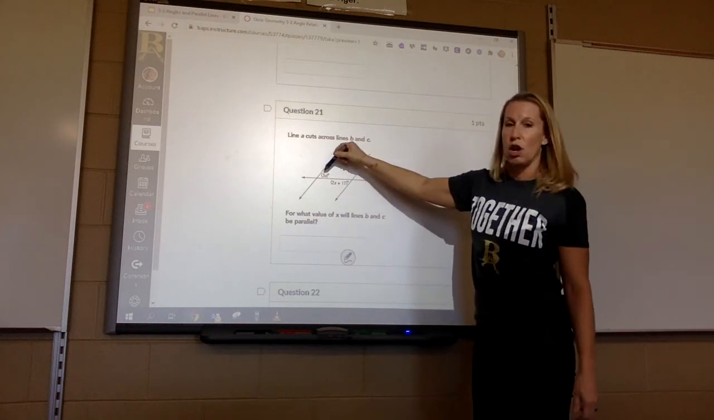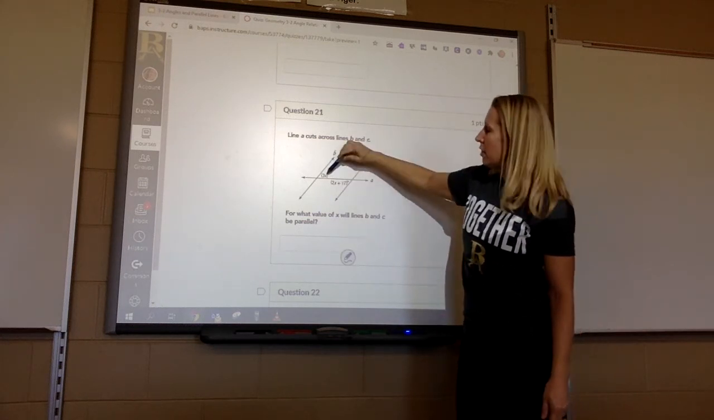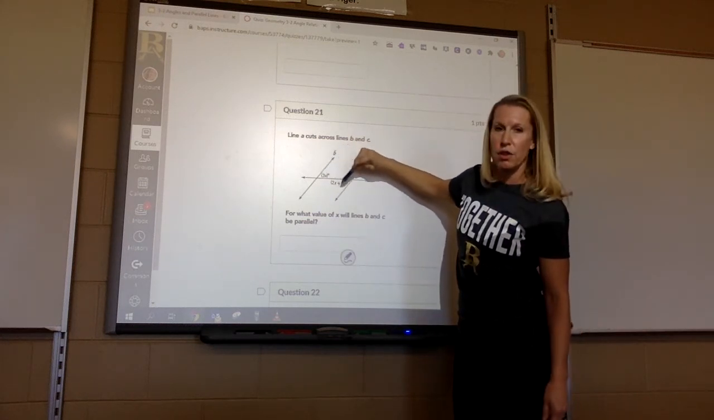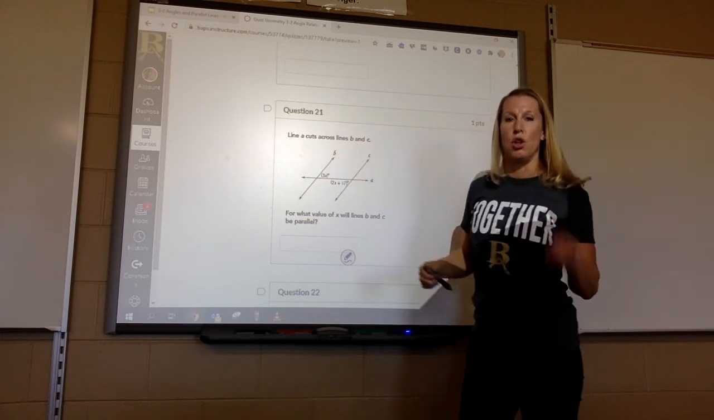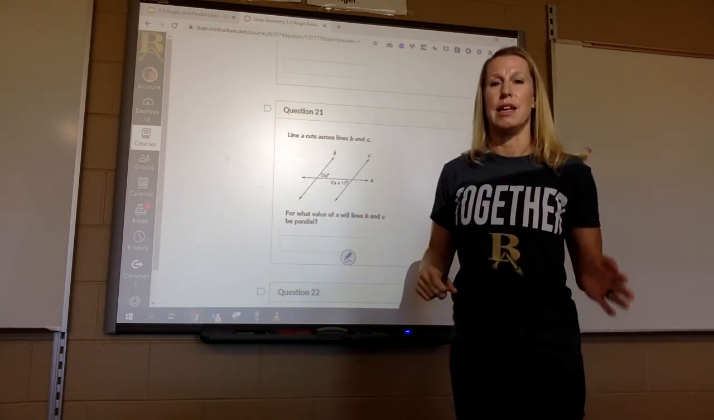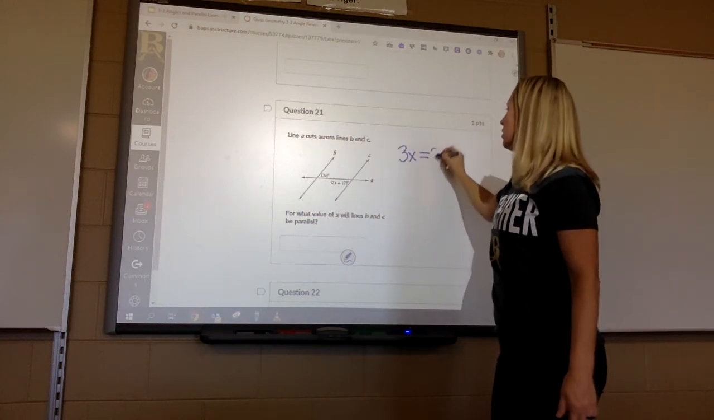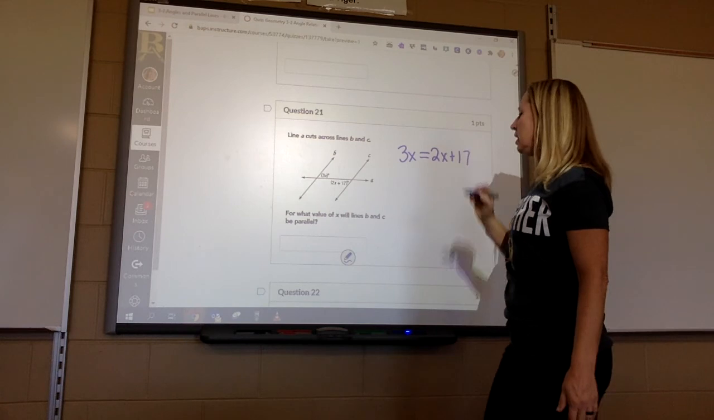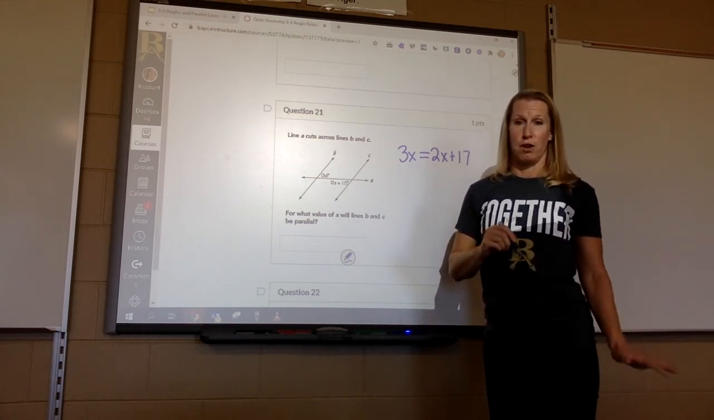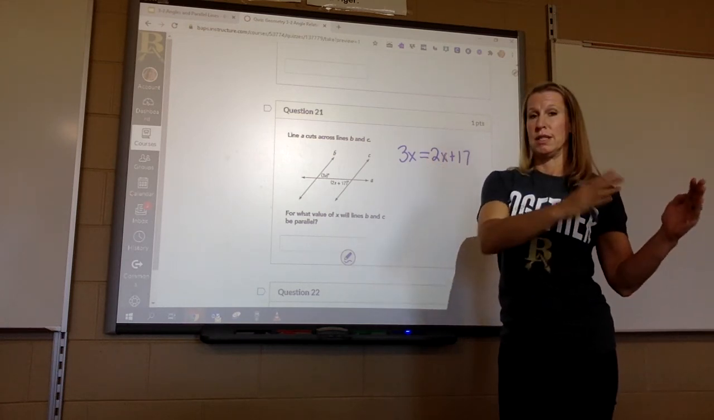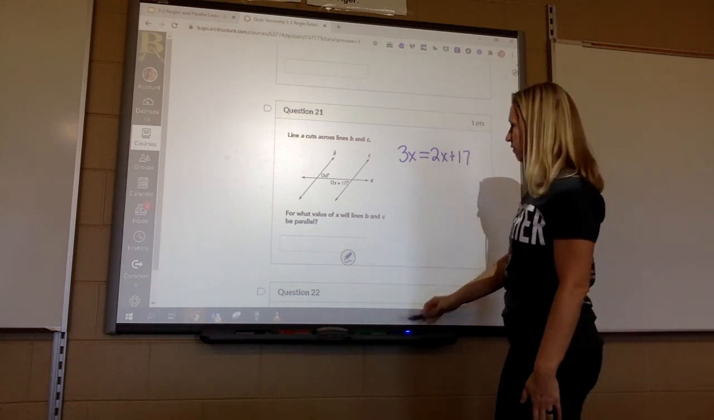All right, 21. These angles are on the interior, and they alternate over that transversal. So since they're alternate interior angles, they equal each other. So 3x equals 2x plus 17, and you're going to solve for x. So you've got to get x's on one side and numbers on the other. Solve for x.